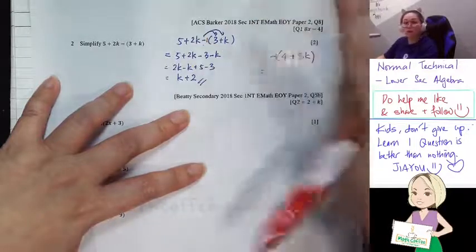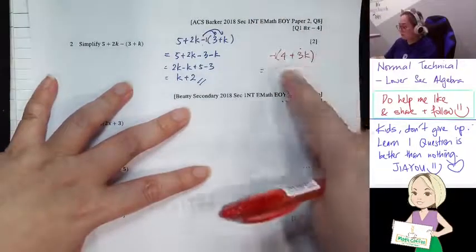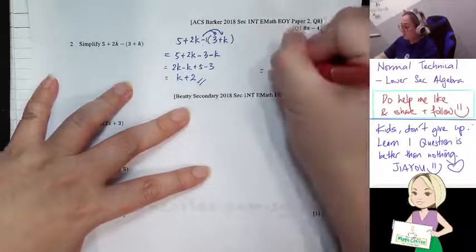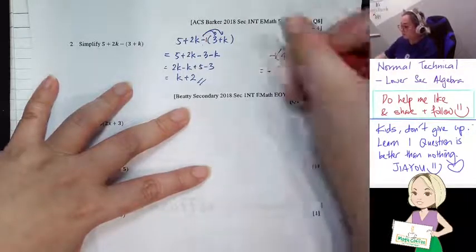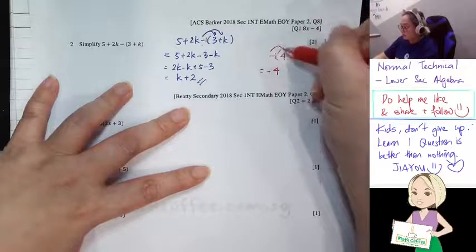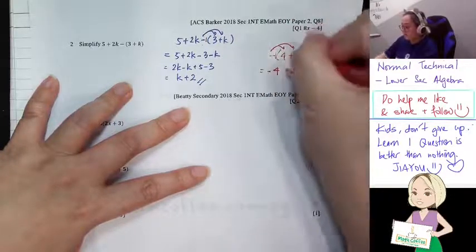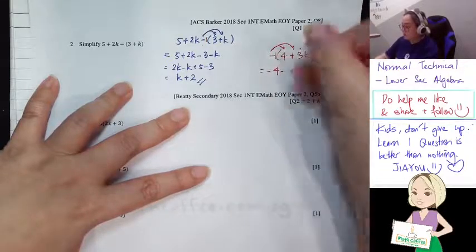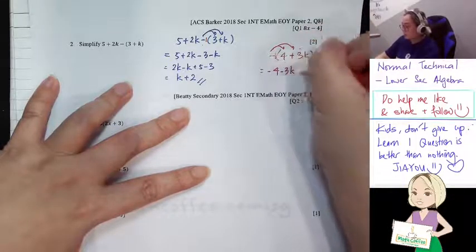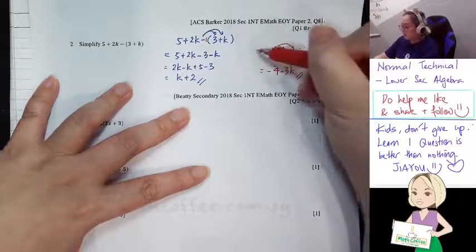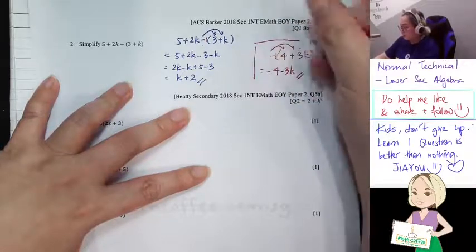So you are doing 2 multiplications. Minus times positive, I have minus. 1 times 4, so I have 4. This is this rainbow. This rainbow will be negative times positive, I get negative. 1 times 3k, 3k. So this is the answer. Right, so you need to know mini rainbow.